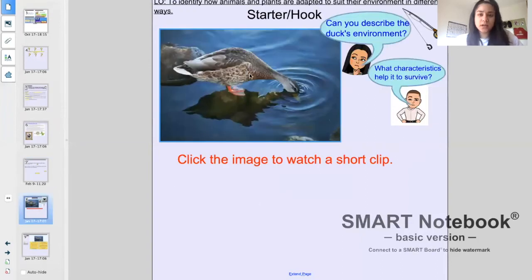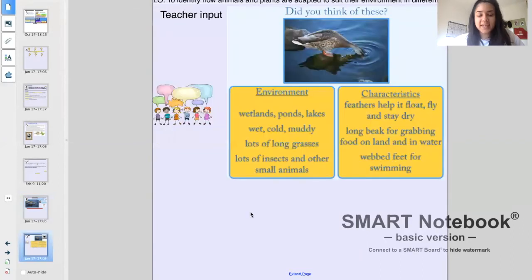So for your starter, can you describe the duck's environment? And what characteristics help it to survive? Okay, so what did you think of? Hopefully you said for the environment, you described it as wetlands or a pond or a lake. Hopefully you might have thought it's wet, cold, muddy, lots of grasses, lots of insects and other small animals. That's part of the environment.